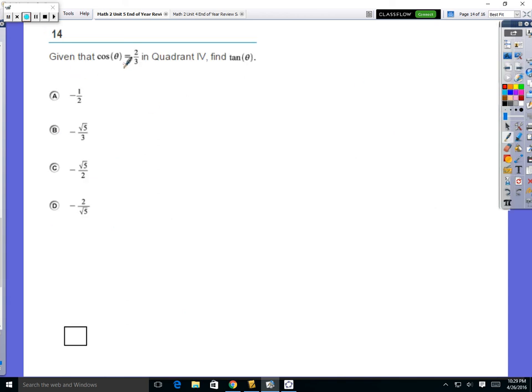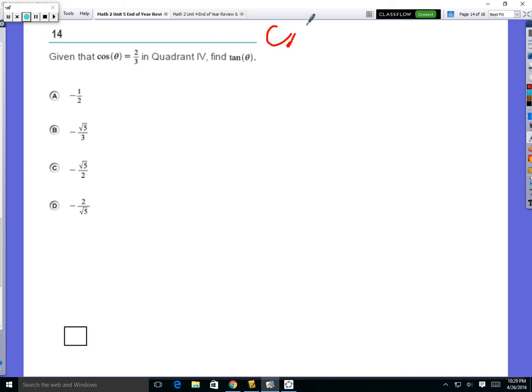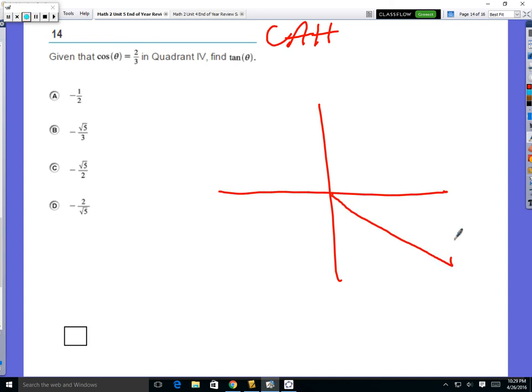14, the cosine of theta is 2/3. Okay, the cosine is positive in quadrant 4. So here's your triangle in quadrant 4. There's theta. So the adjacent is 2. Hypotenuse is 3. We've got to find the opposite. And it doesn't look like it's a Pythagorean triple, so we're going to have to use the Pythagorean Theorem.